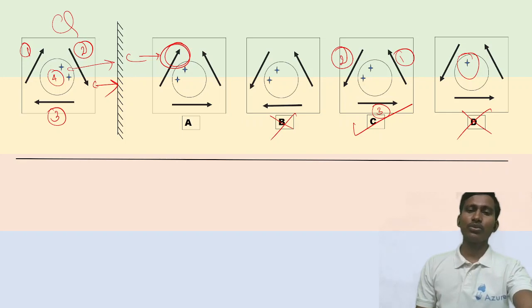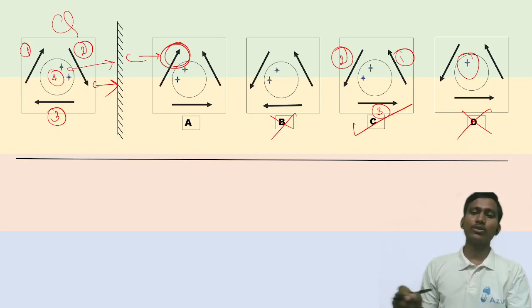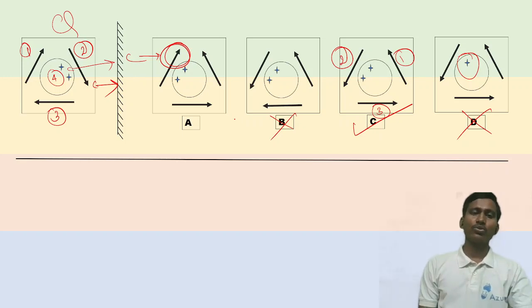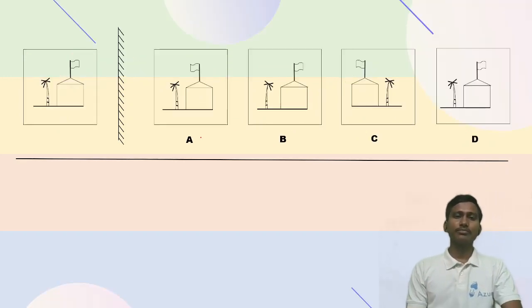Yes, understood now? Can everyone remember that? The nearest to the mirror will be near the mirror itself. If right becomes left, left becomes right. Okay. Fine. So now let us go to the next example.